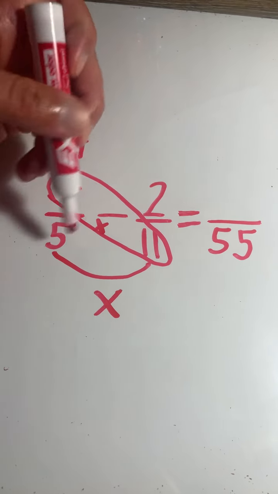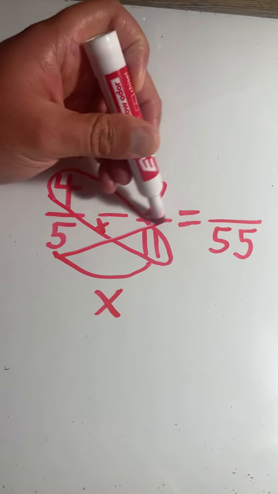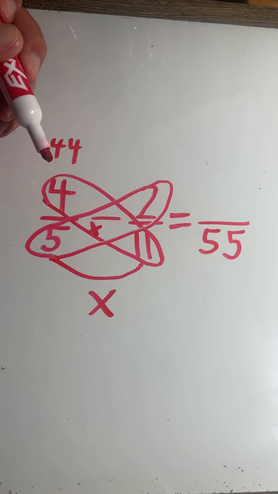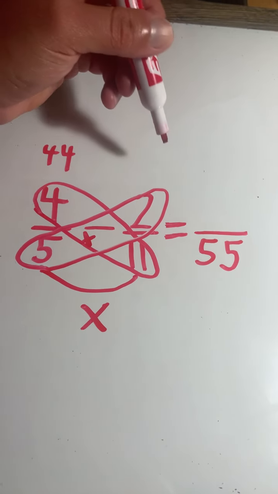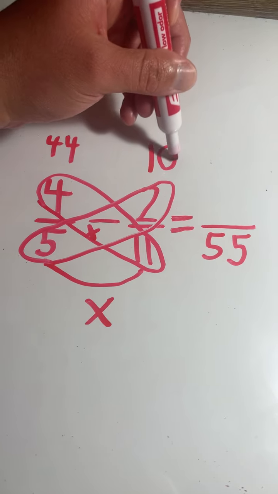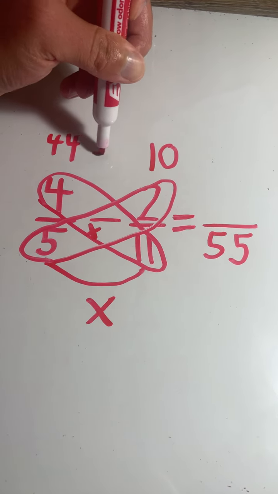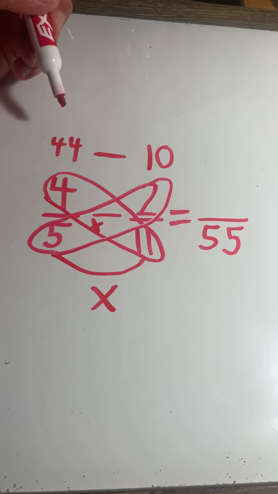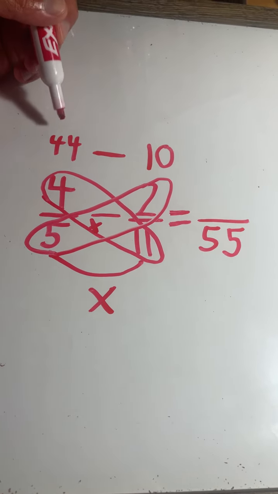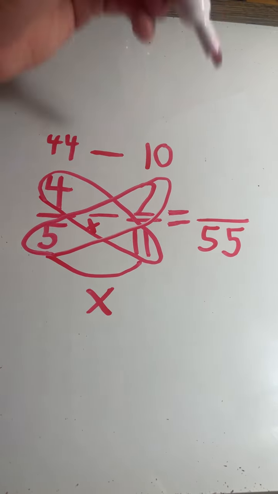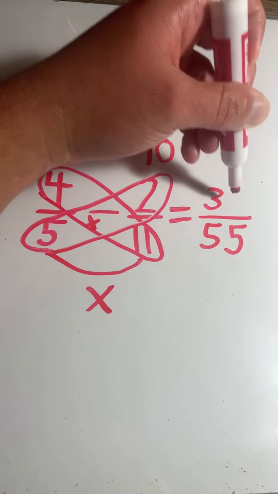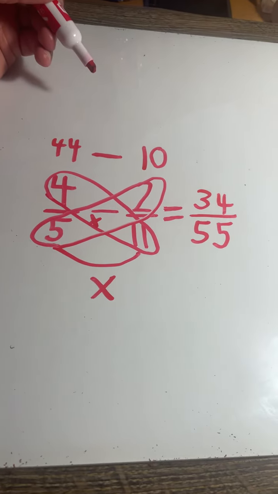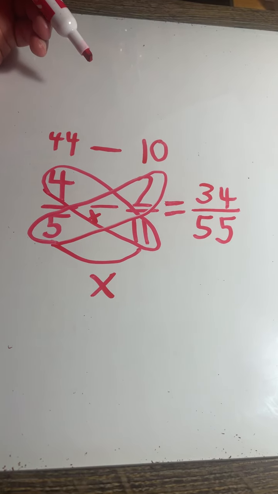And then I'm going to multiply 2 times 5. 2 times 5 equals 10. And then the final step is we subtract our numerators. So 44 minus 10 equals 34. And our answer is 34/55.